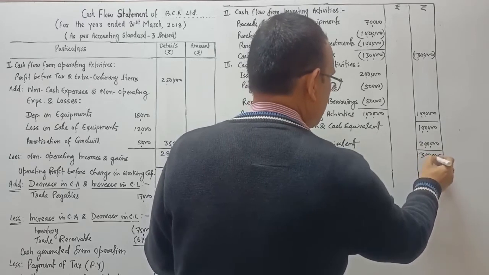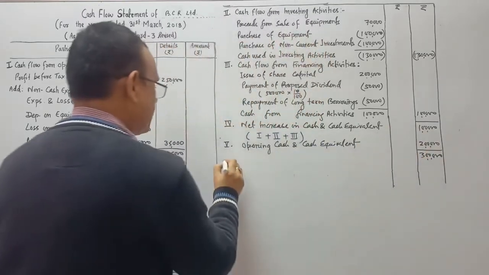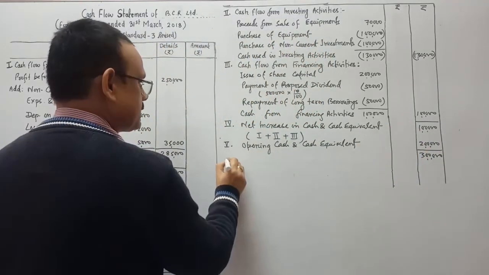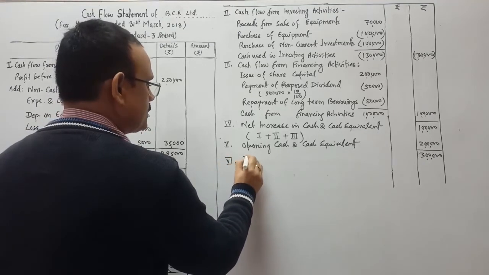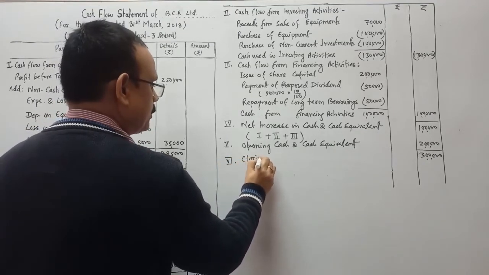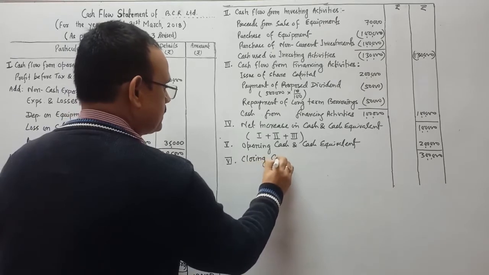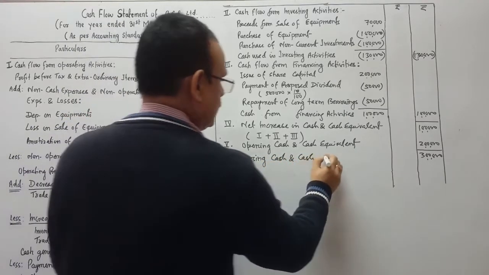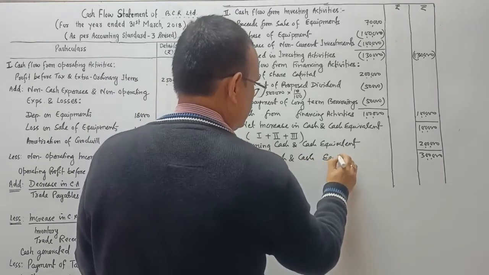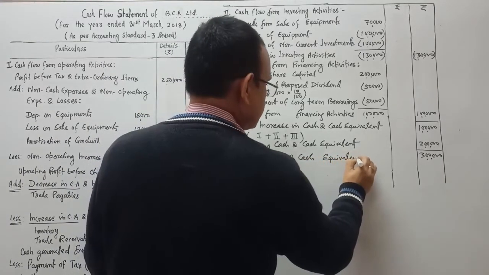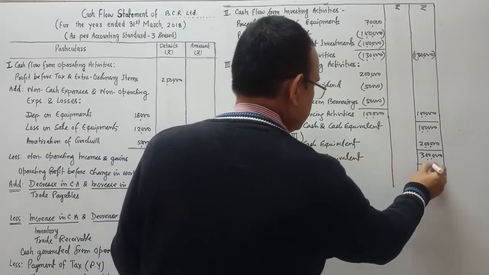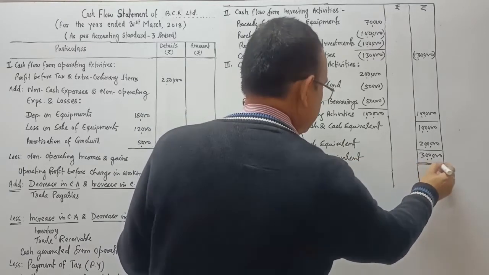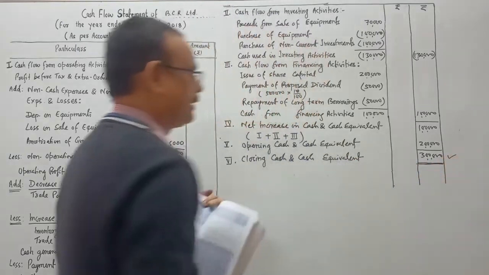This must be equal to cash and cash equivalent at the end. So this one will be the sixth number, closing cash and cash equivalent. This is the closing cash and cash equivalent. So here it is completed. This 3 lakhs is completed.